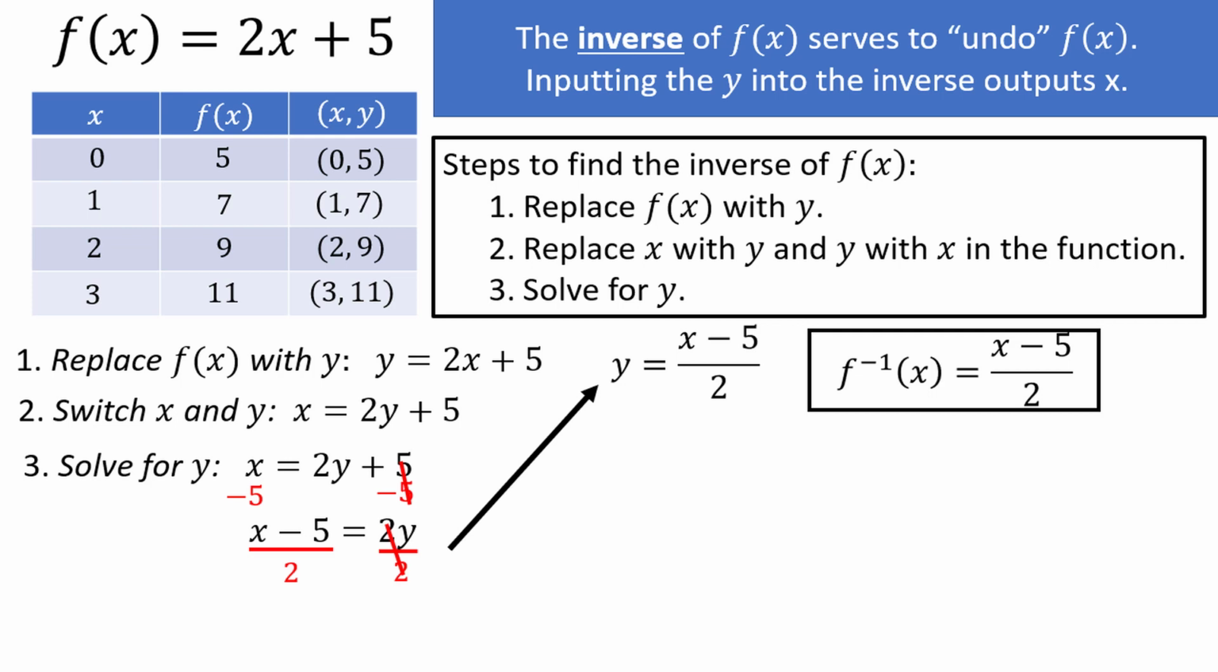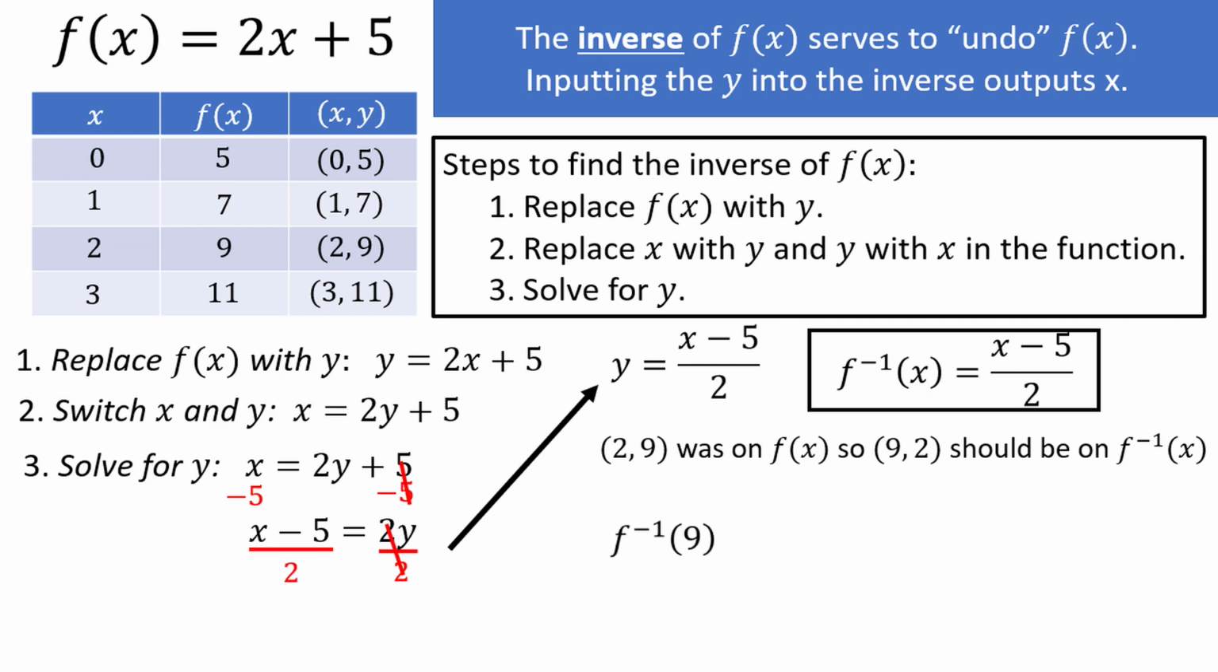From here, you can test to see if this truly is the function we wanted. We want a function that inputs the y values and outputs the x values. For example, we know that we had the point (2, 9) on the original function, so we should have the point (9, 2) on the inverse function.